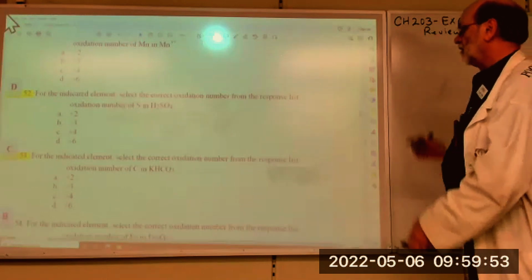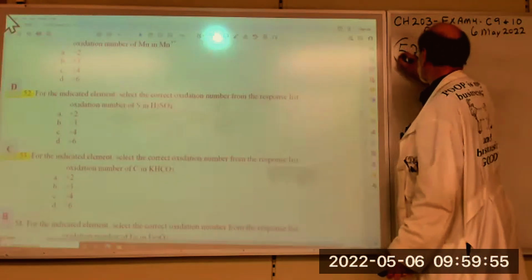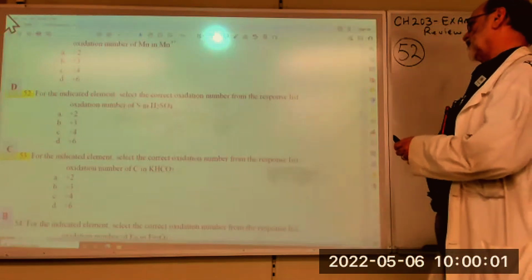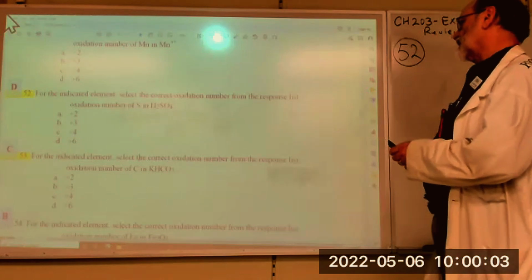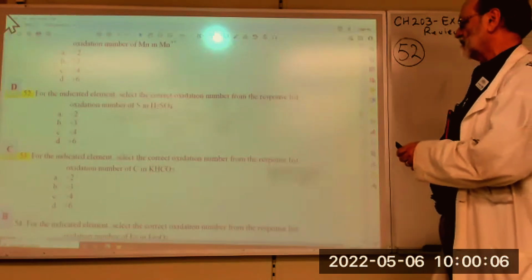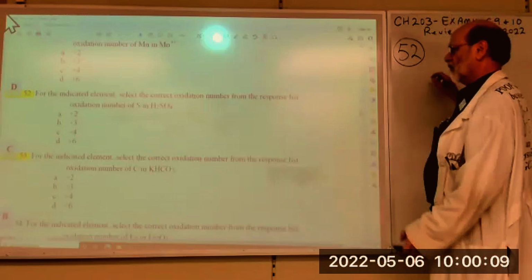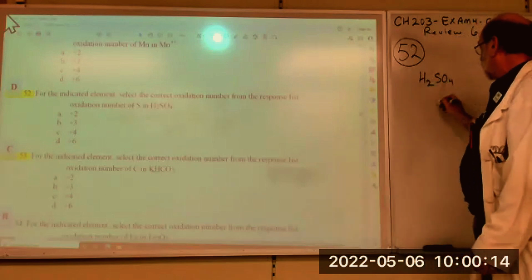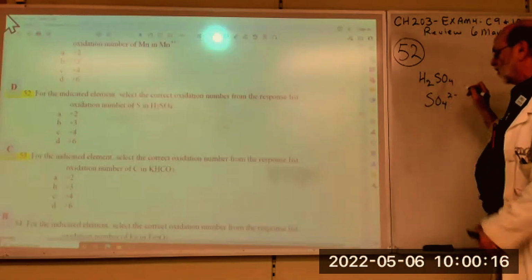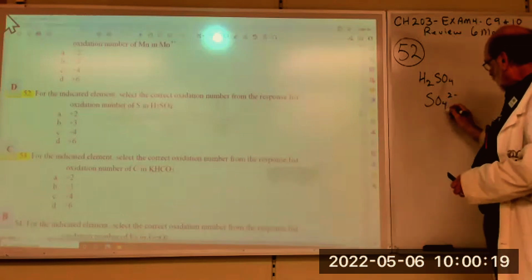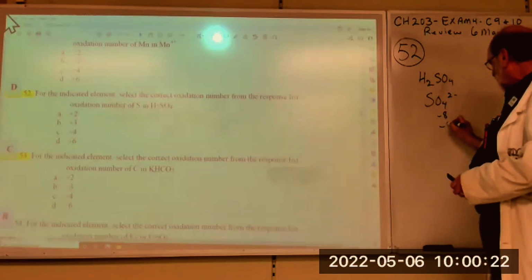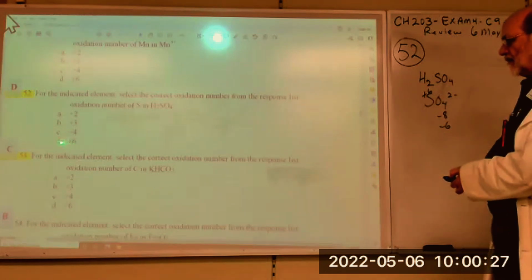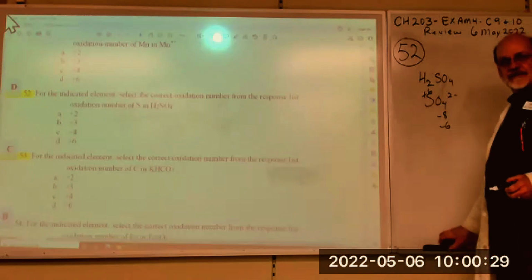52. For the indicated element, select the correct oxidation number from the response list. I think we've done this before. H2SO4. Right, we can do it this way or we can do it this way. We already proved that. So this would be -8, whole thing is -6 plus 6, plus 6. I go too fast, or you caught that? Okay.